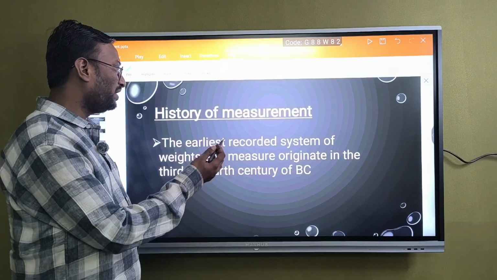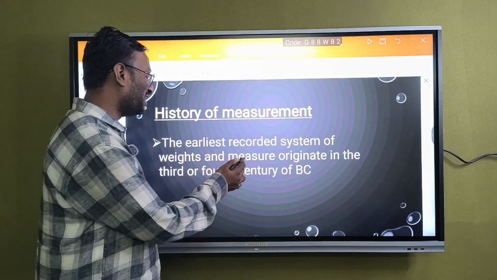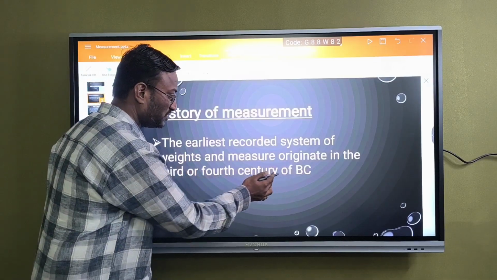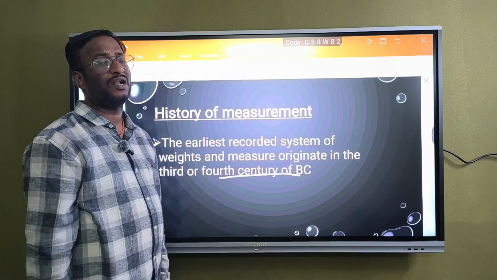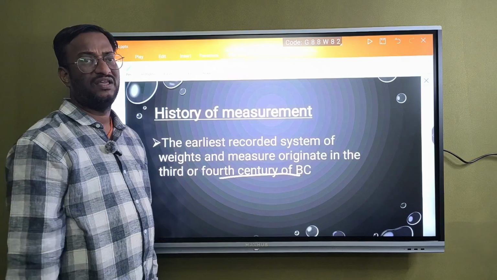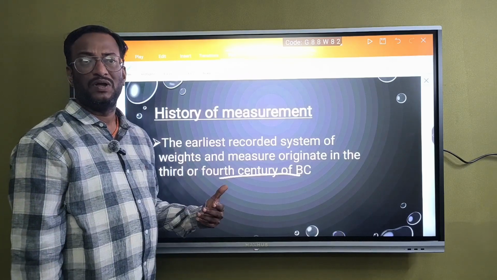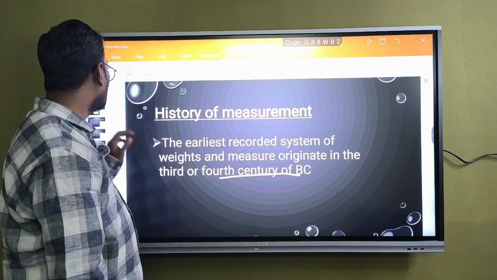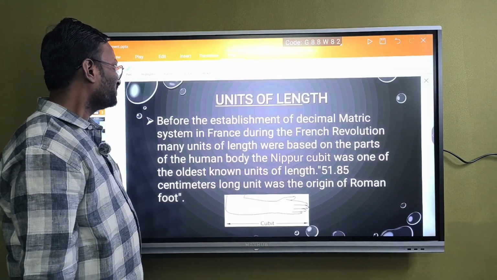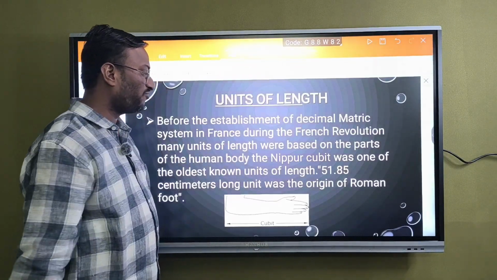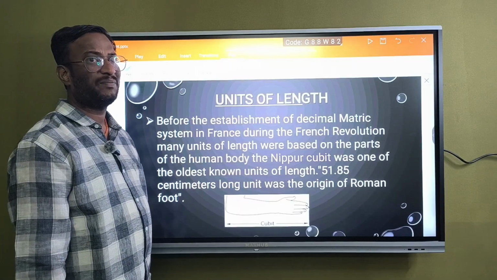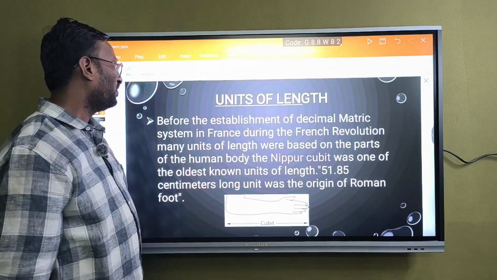The early recorded system of weights and measures originated in the 3rd or 4th century BC. Around the 3rd or 4th century BC, from that time, this particular measurement history has been started. And next one, units of length. In that, the first one we are going to measure is the unit of length.